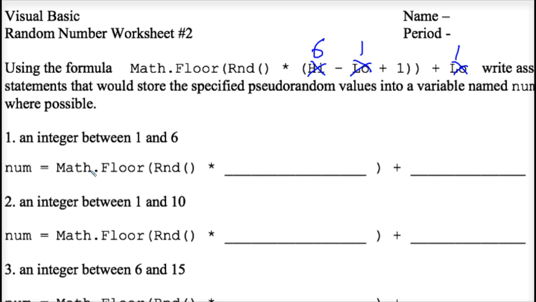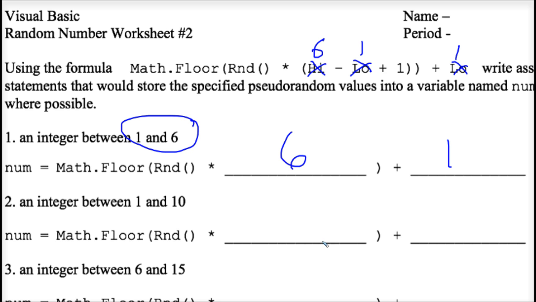So the answer to number 1, where we want a random number between 1 and 6, would simply be Math.Floor, parentheses, Rnd, which stands for random, times, well, let's simplify this. 6 minus 1 plus 1. There's your answer for number 1.